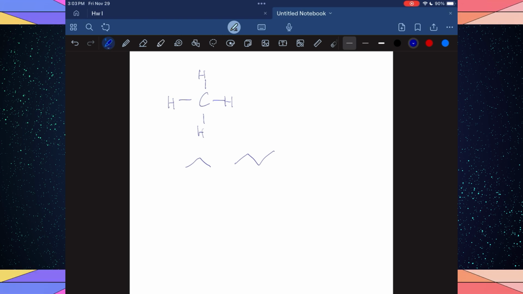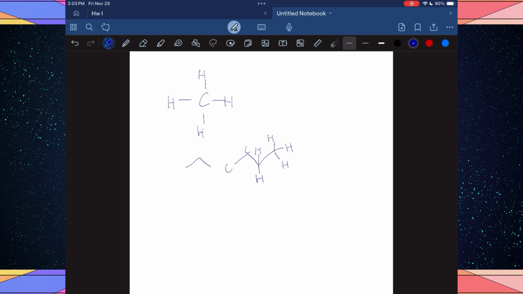These lines represent carbon-carbon single bonds. So you've got a C here and a C here, and each carbon within the chain has 2 hydrogens attached to it, while the carbons on the end have 3. Because of this, they are considered fully saturated.